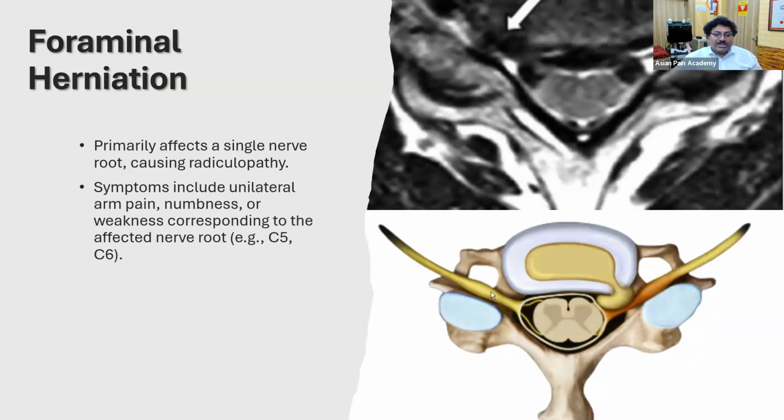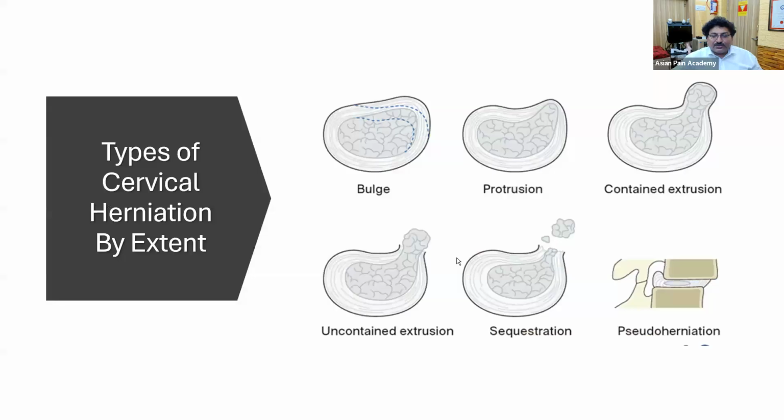Foraminal herniation primarily affects the single nerve because here it is not compressing over the cord, so it mostly affects the exiting nerve root, and the symptoms include unilateral arm pain, numbness or weakness corresponding to the affected nerve root. Okay, and now the types of herniation.